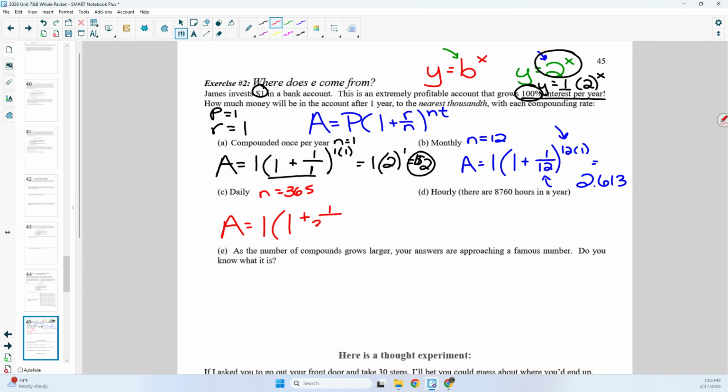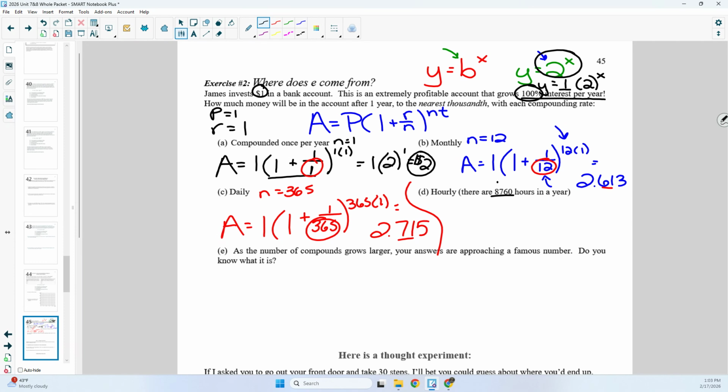So I set up my formula, and I put in 365. So we went from a 1 to a 12 to a 365. But what we see there, if you take that in, you get 2.715. So we only really gained about 10 more cents, whereas we had gained about 60 cents the first time we changed. So next, we're going to go up to hourly.